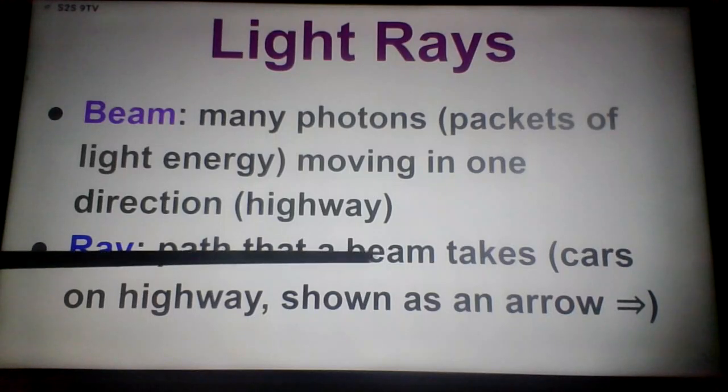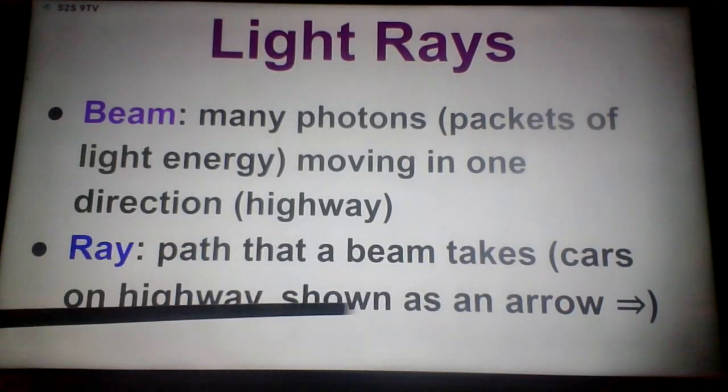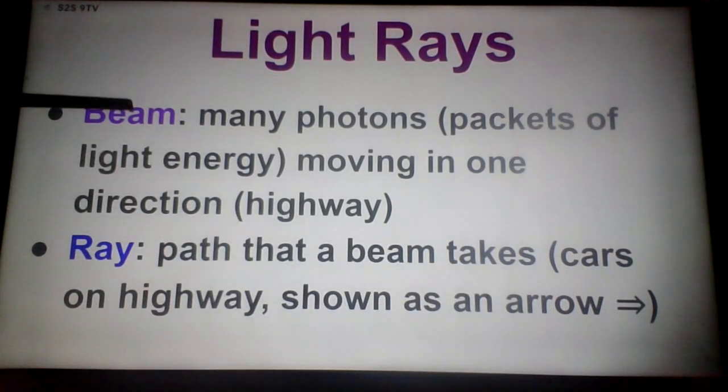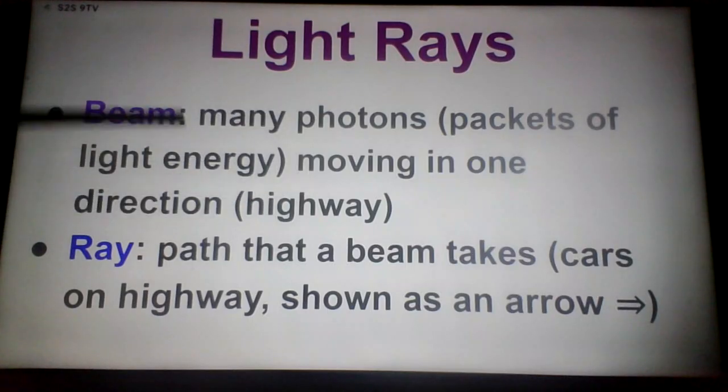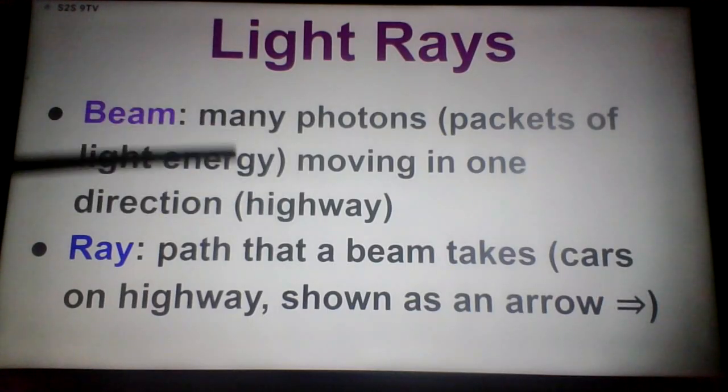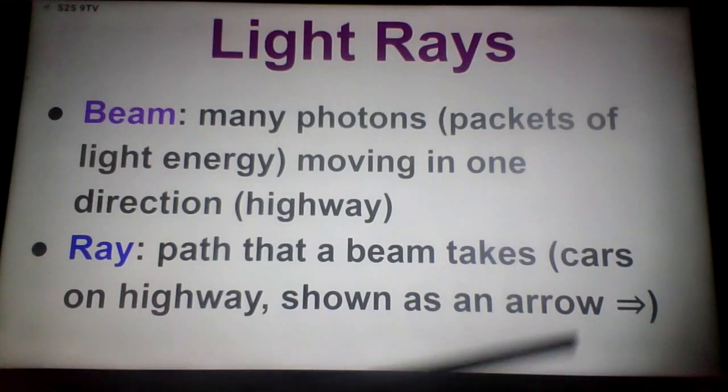So the rays are like the individual cars all going in the same direction, and the beam is like the highway on which the cars travel. So a beam is like the highway on which rays travel. So many rays make up a beam of light. Hopefully that made sense the way I said that. But the rays are individual, and the beam is a compilation, a gathering of all the rays all going in the same direction. And of course we use an arrow like we would use an arrow to show any direction.